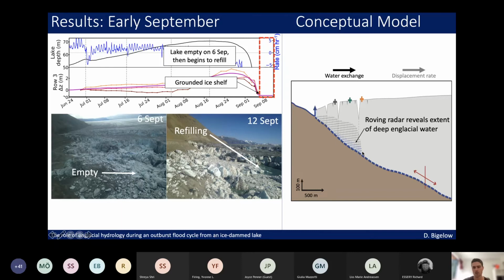I don't have a good plot to show that right now, but in the conceptual model, you can imagine that we have an increase in the amount of water content in fractures at depth in comparison to early in the season. And since the ice shelf is grounded, what we infer here is that there are a lot of fractures at depth that are storing water englacially following the drainage event that maybe weren't there early in the season. So with the termination of the outburst flood, we had a refilling of the subaerial and deep englacial reservoirs.